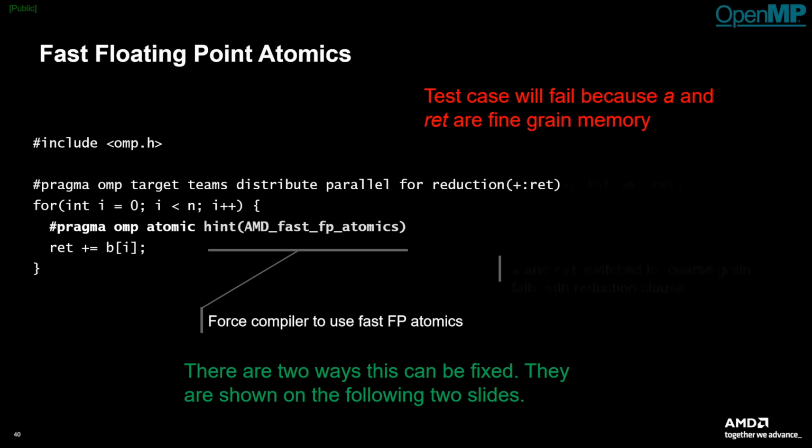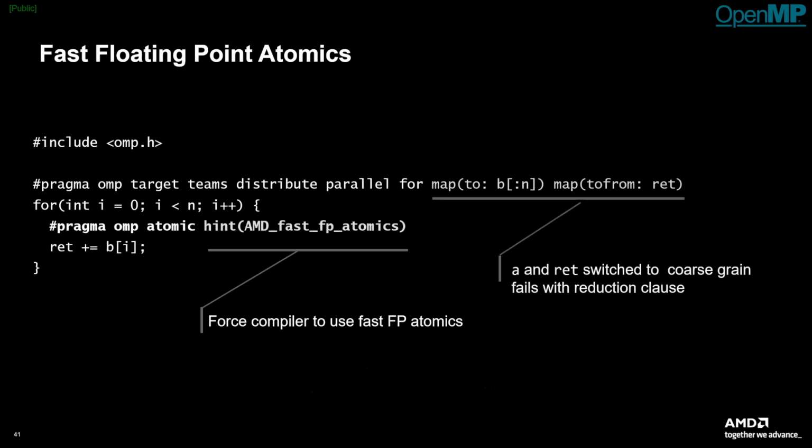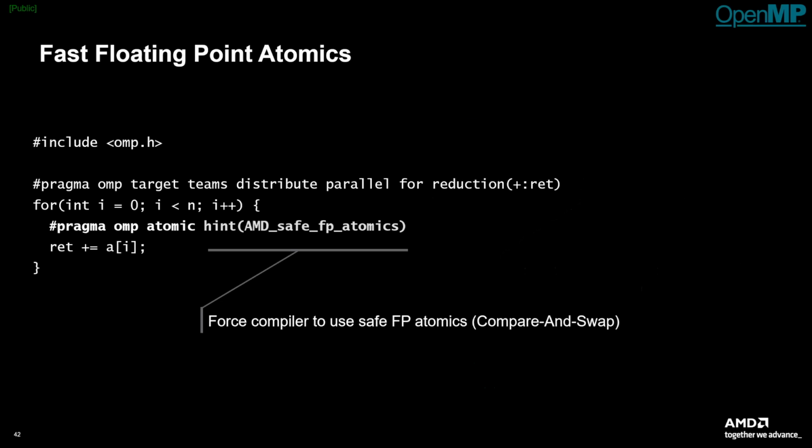So there's two ways to fix that. One is to add this map clause. So we've been talking about how that map clause would switch it to coarse grain, and so that will then cause the atomic to work properly. We can also do a compare and swap by using the AMD safe floating point atomic. So we have a couple of different ways of controlling that. Now, the safe FP atomics will do a compare and swap, so it's going to be a little bit slower.